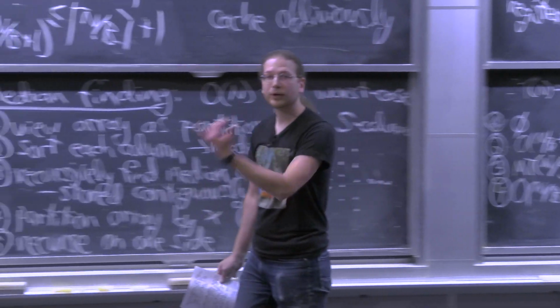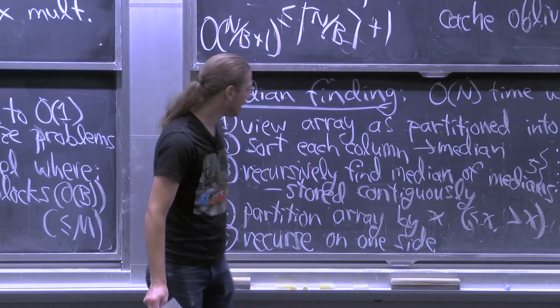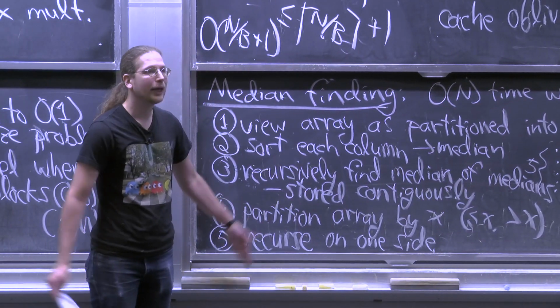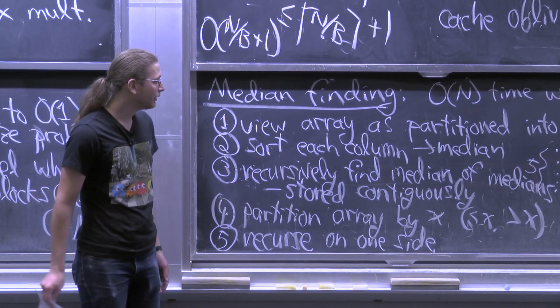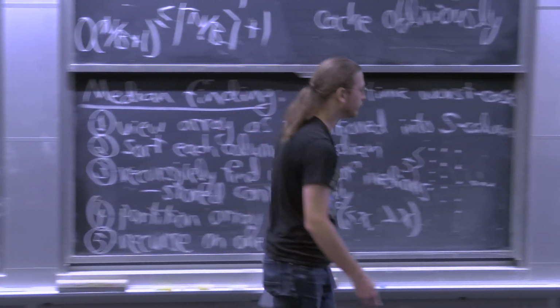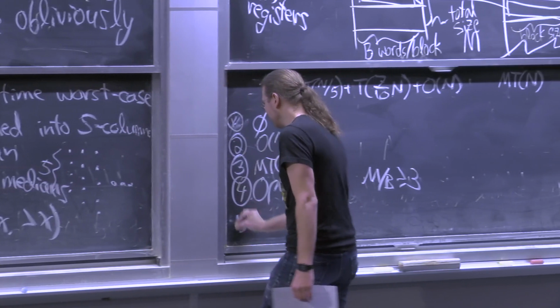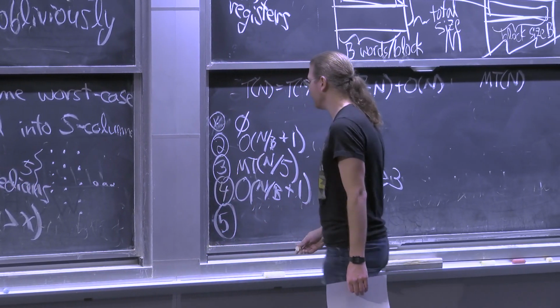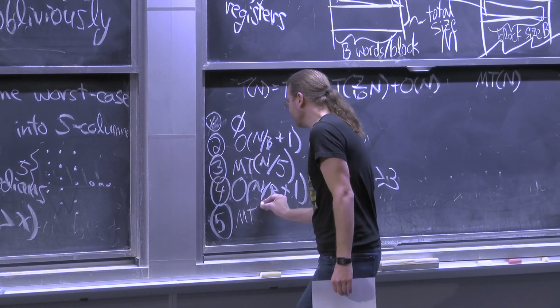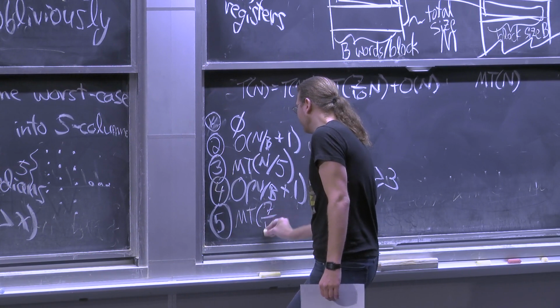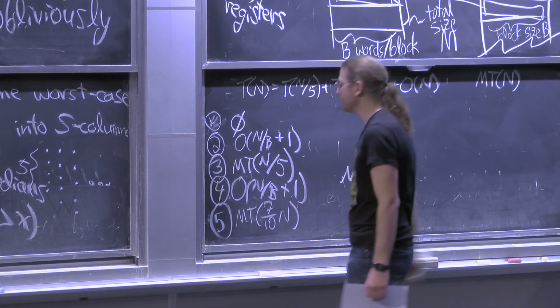OK, so now we have 2 arrays, the elements less than x, elements greater than x. Then we recurse on one of them. And those elements are consecutive already. So good, this is a regular recursive call. Again, we're maintaining the invariant that the array is stored contiguously. And by the old analysis, that array is size at most 7/10 n.